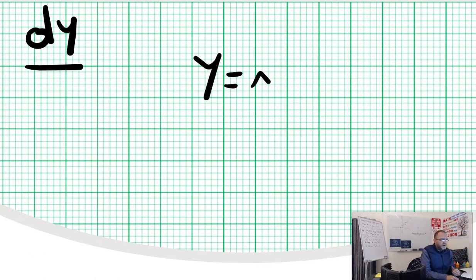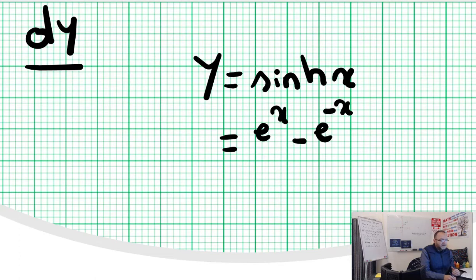It's the sinh of x. And this has to do with the natural Euler number. It's e to the power x minus e to the power minus x, divided by 2. And of course, we explained it.